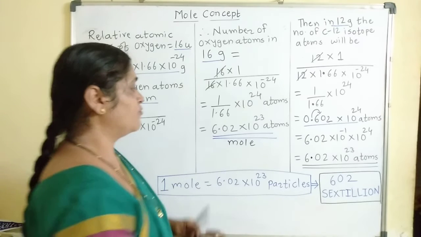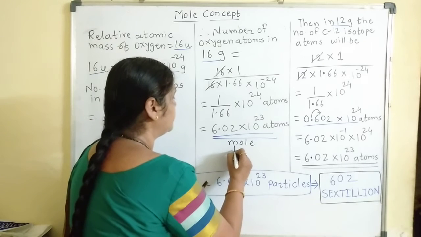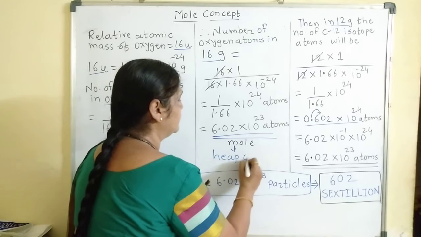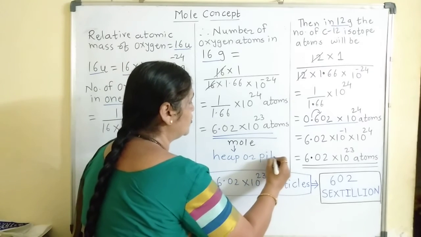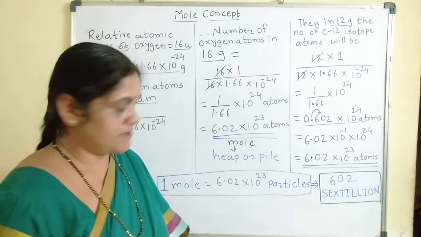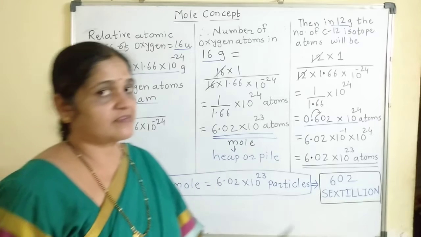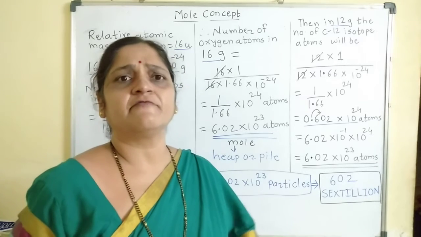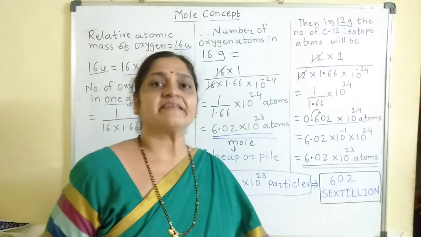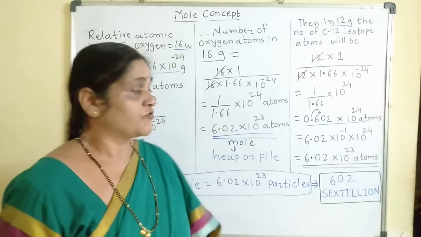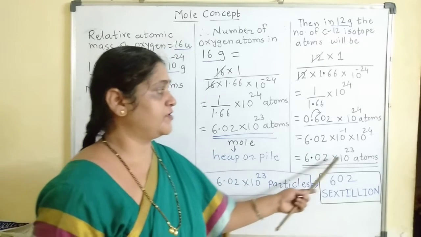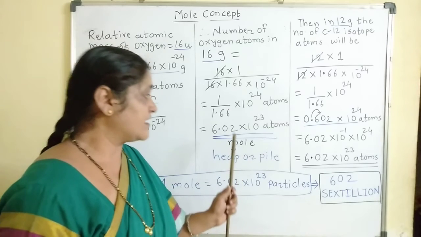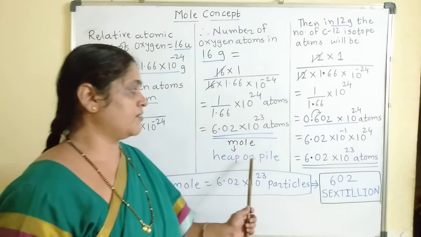And the meaning of mole is heap or pile, because atoms or molecules are very tiny particles. They are present in a very large number, so we will say that they are present in a heap. So this special number 6.02 into 10 raised to 23 is known as mole in chemistry, and the meaning of mole is heap or pile.